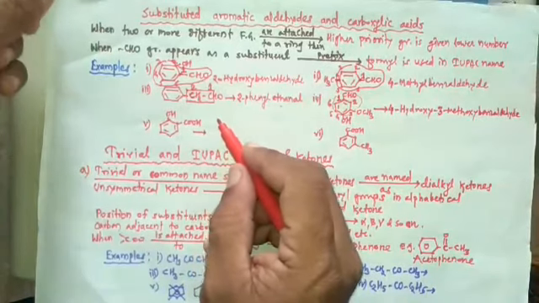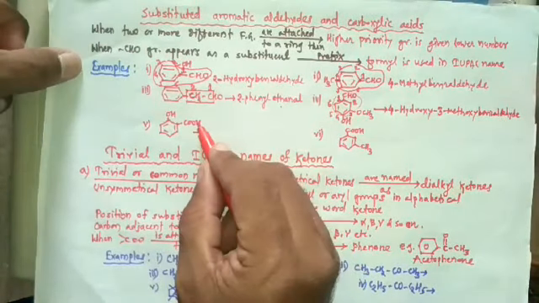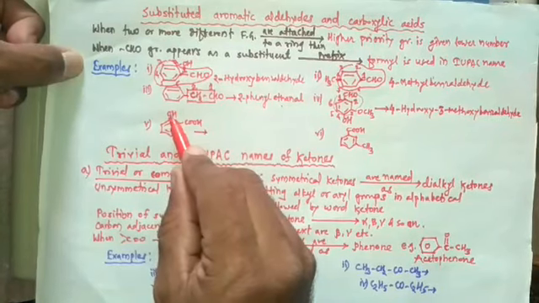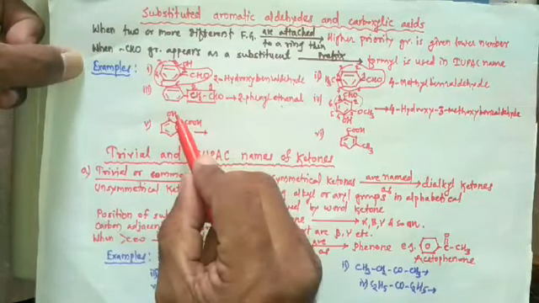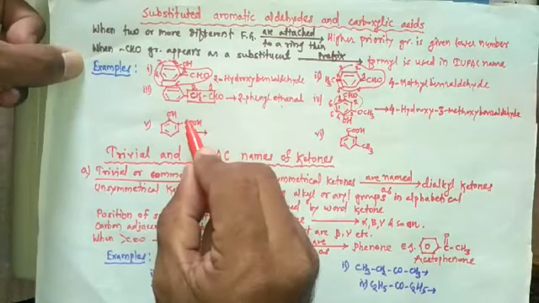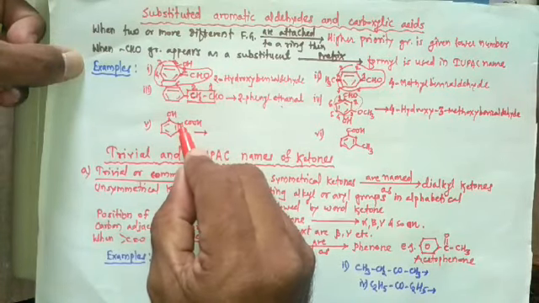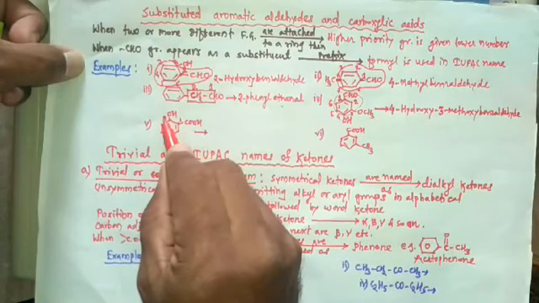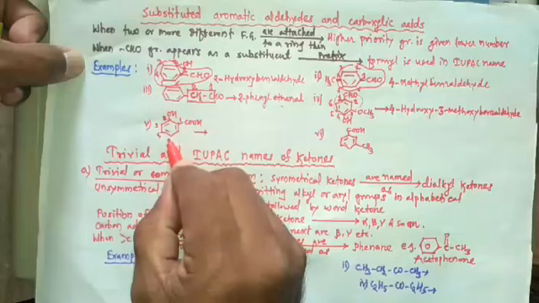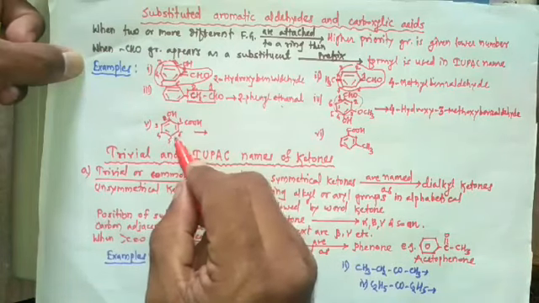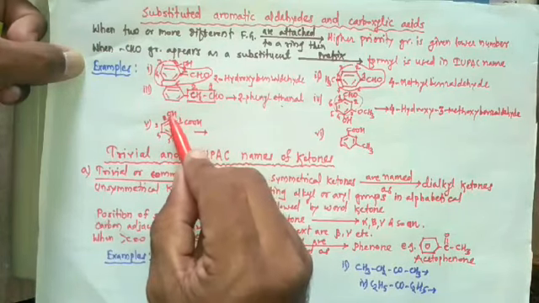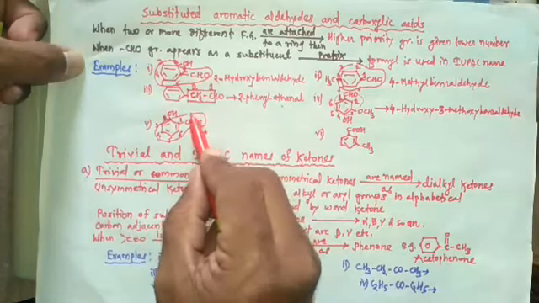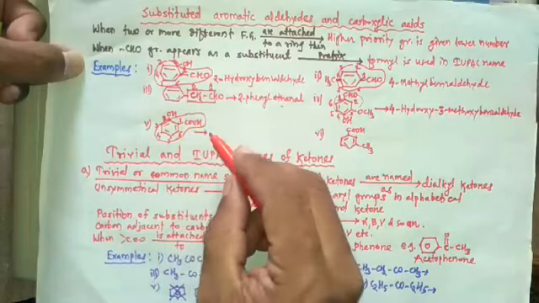So here COOH group is present and hydroxyl group is present. So the carbon atom on which COOH group is present is numbered 1, here it is number 2, here 3, here 4, here 5 and here 6. So on the second carbon atom hydroxyl group is present and parent compound is benzoic acid.